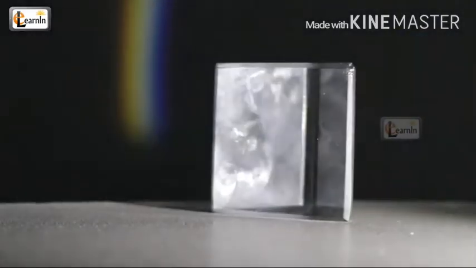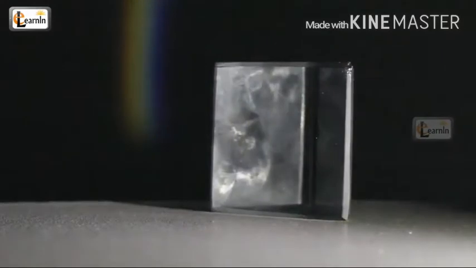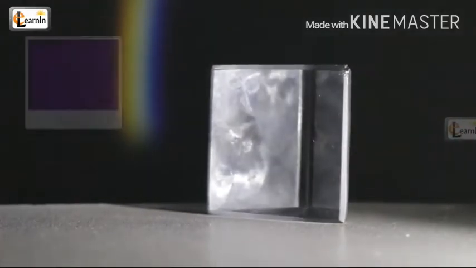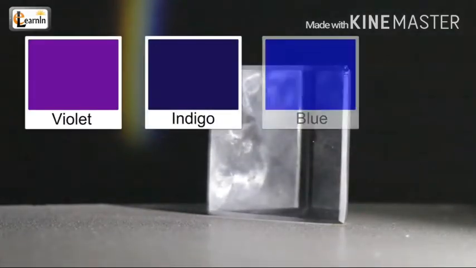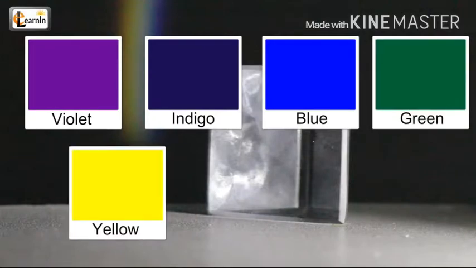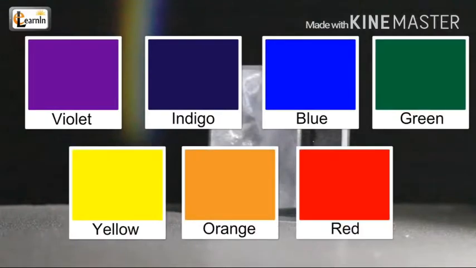When light travels through the prism, it splits the white light into 7 colors. These are violet, indigo, blue, green, yellow, orange, and red. They appear in the same order, just like in the rainbow.